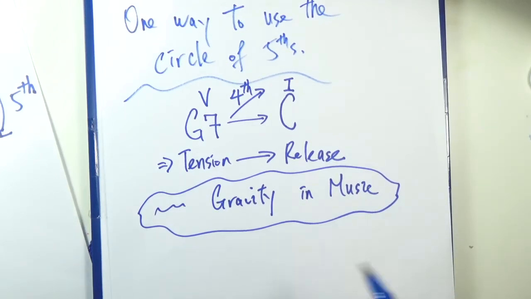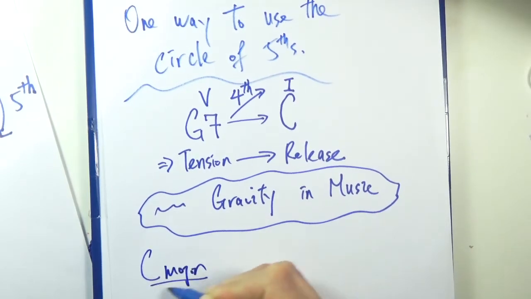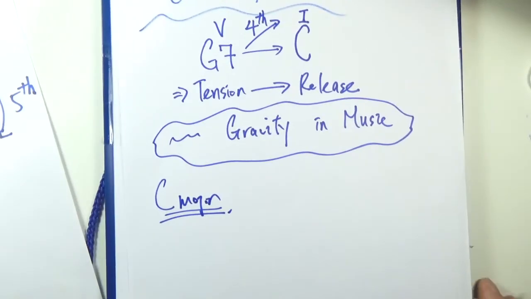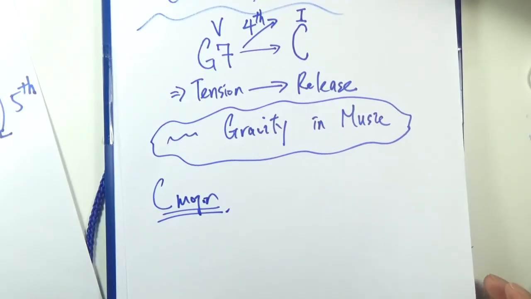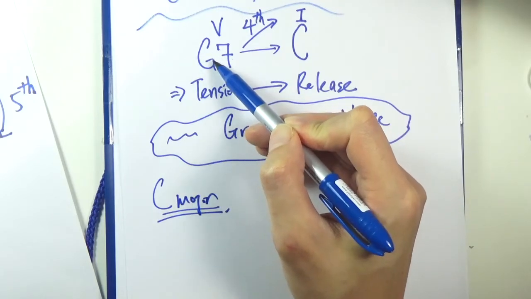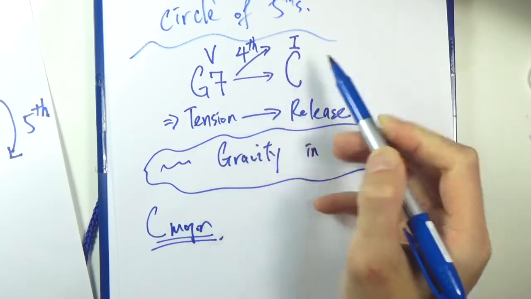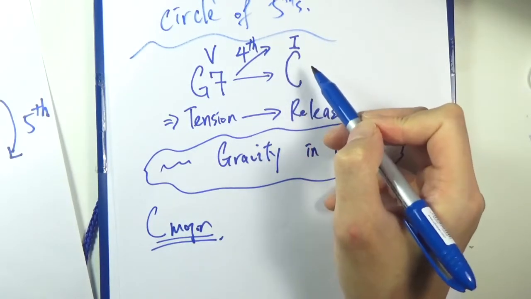For example, when we are talking about C major, today we'll only look at two chords in this key. There will be a chord that is a dominant 7 chord, and that will be the 5 chord. And the 1 chord is going to be a C major chord.